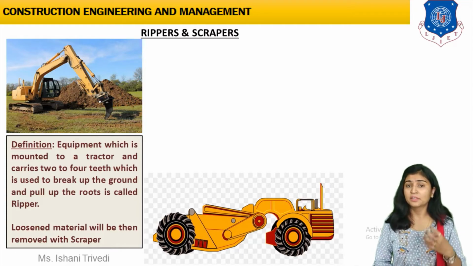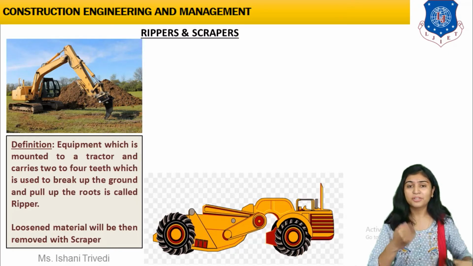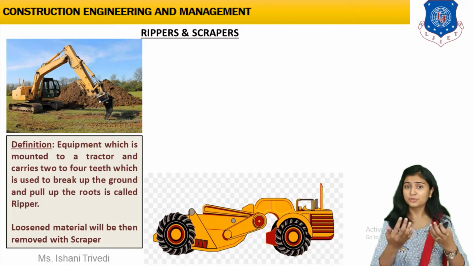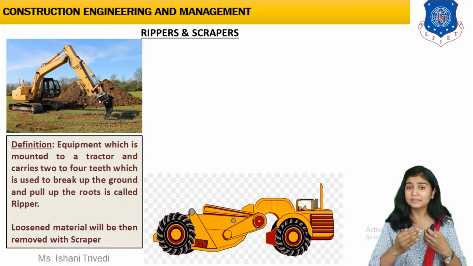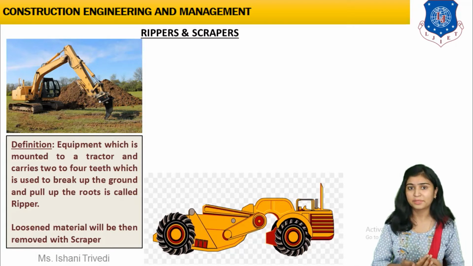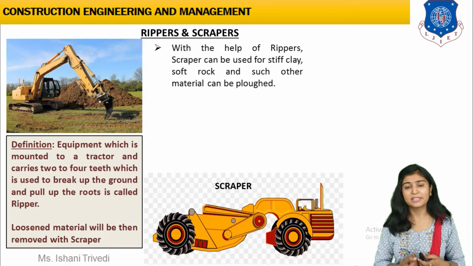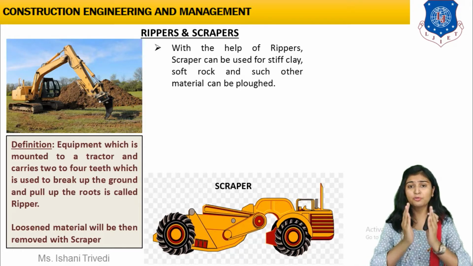The loosened material: once you are done with the ripping process, once you have ripped out the soil completely, about which I am also going to show you a video clip today, the material will be loosened. Then comes the scraper, which you can see right in front of you, flashing in yellow color. The scraper will have blades at the bottom, and you are going to move it on the surface.